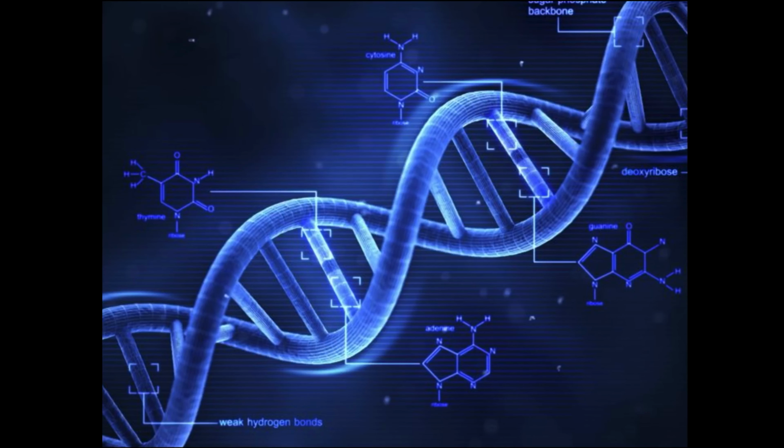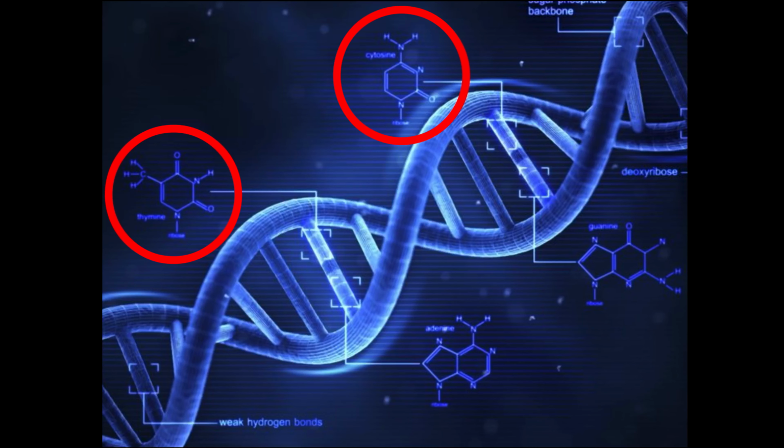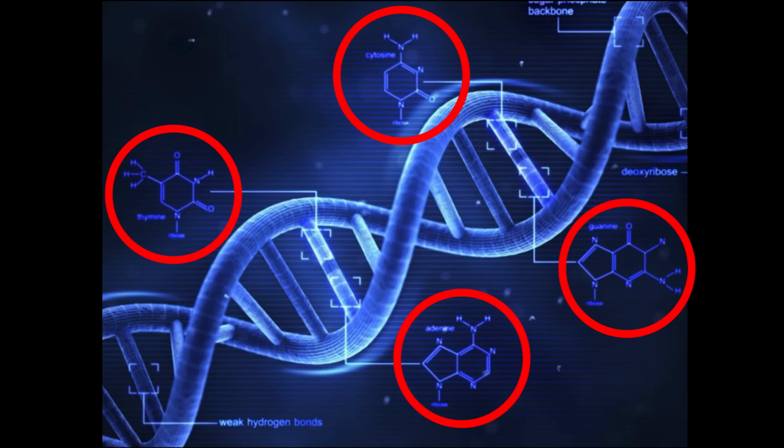Now here's a very close-up image of that double helix shape. And we can see that there's a couple of components that contribute to that shape, namely 4 different kinds of nucleotides: thymine, cytosine, guanine, and adenine.